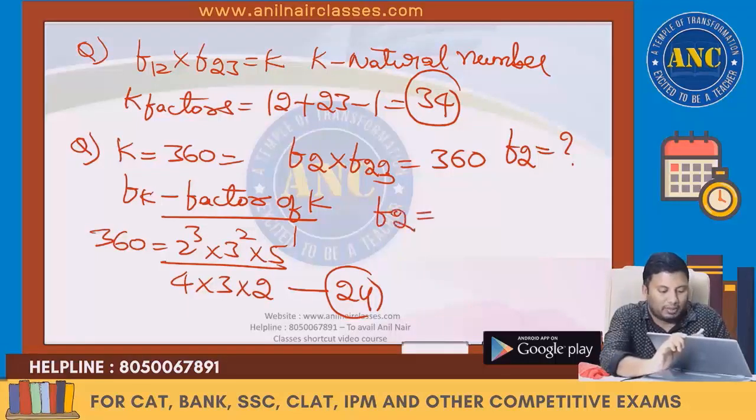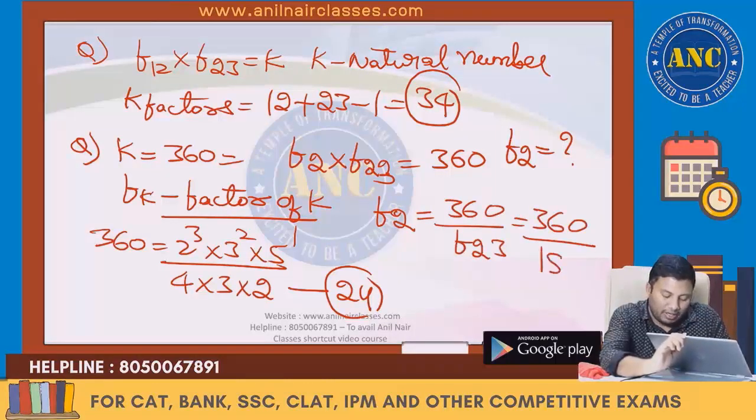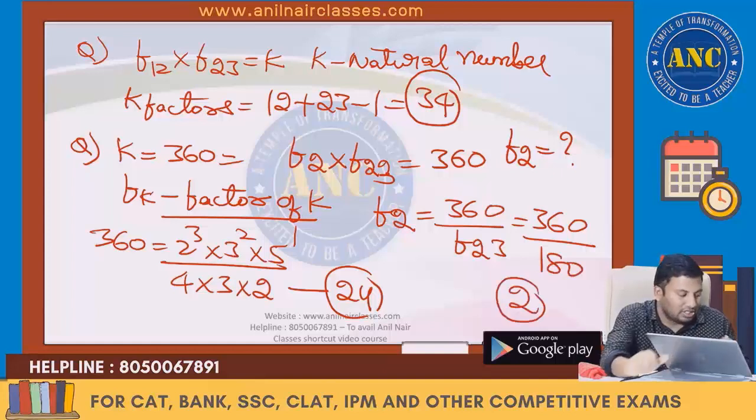F2 is nothing but 360 by F23. F23 is 180. 360 by 180 is 2.